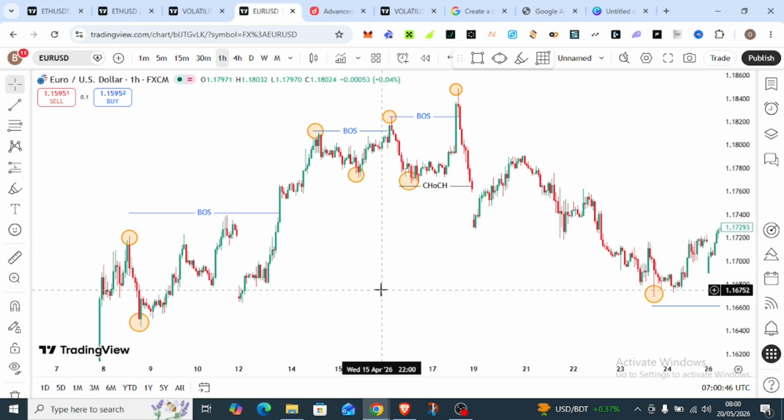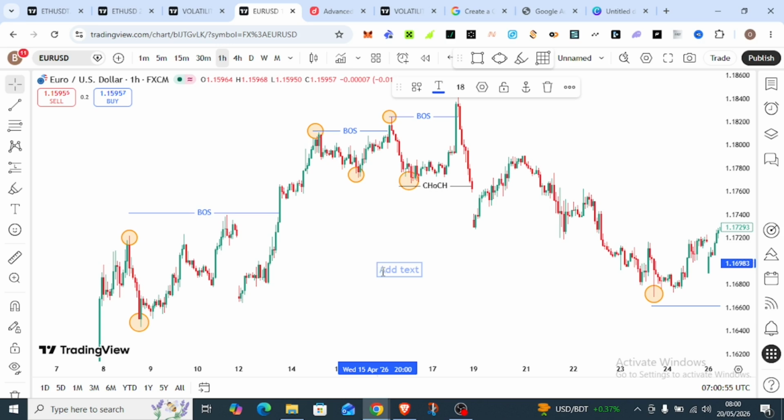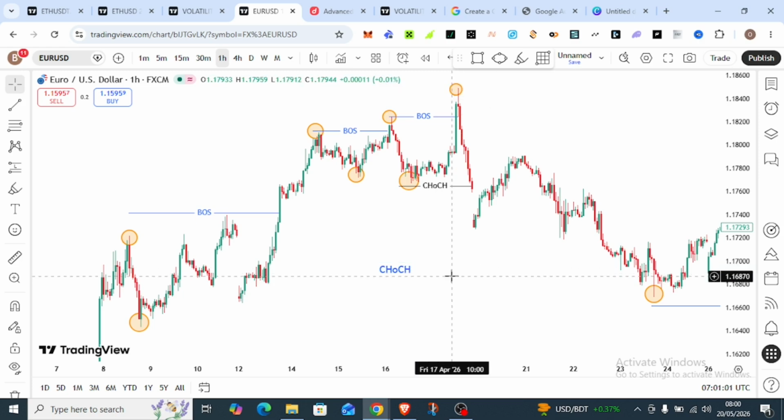Smart money traders watch for change of character, also known as CHoCH. Let me write it. CHoCH. And once you understand these concepts, you will start seeing possible reversals before most traders do.